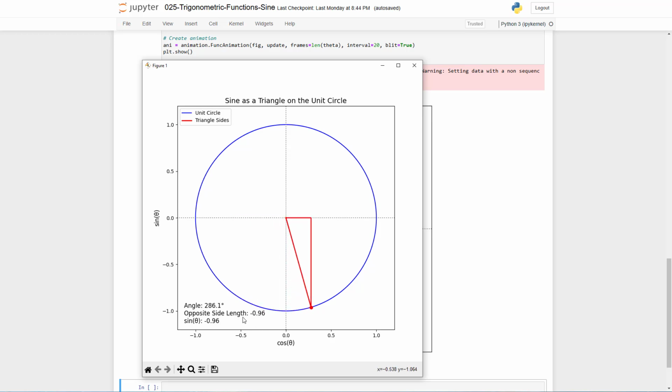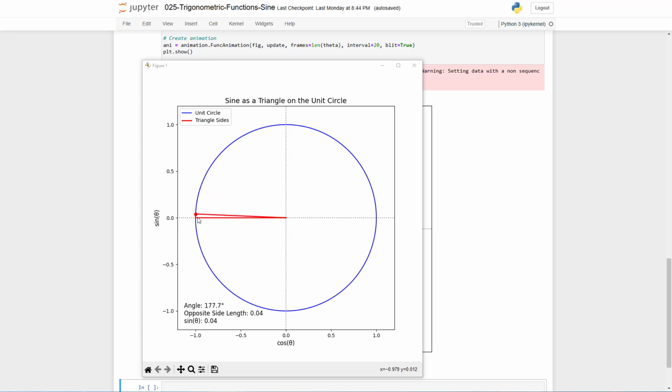I'm talking about the opposite side length. It's going to be 0.5 soon again. Yep, it just happened, and when the 0.5 was here, it is going to happen. Okay, so pretty much this is sine as a triangle of the unit circle. It's actually really interesting once you realize how it happens.